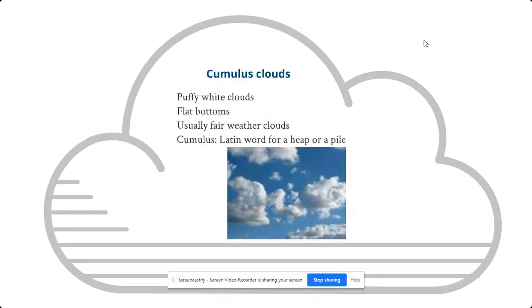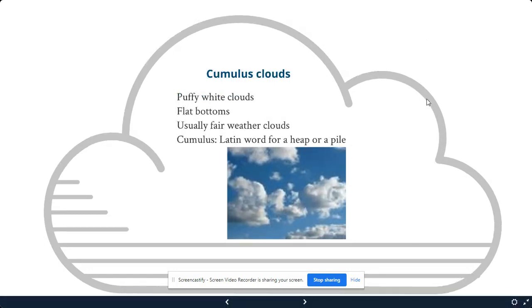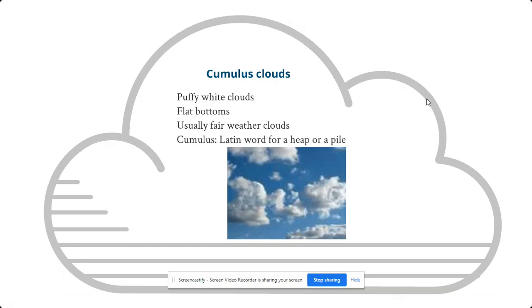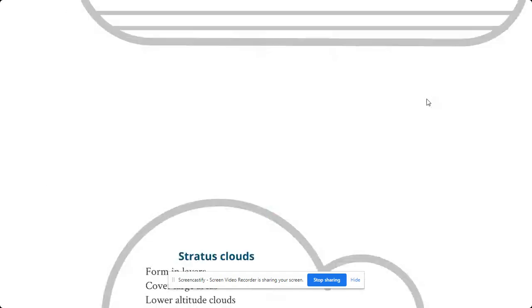So cumulus, like I said, are puffy white clouds, and you can see a picture here. They have flat bottoms. They usually indicate that there's going to be fair weather. And the Latin word for cumulus means heap or a pile. So it's like a heap of a cloud or like a pile. It looks like a pile of something.